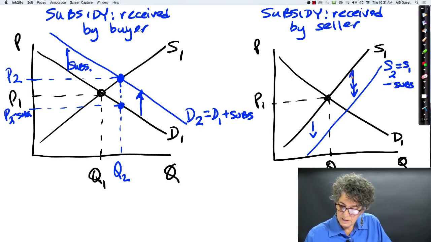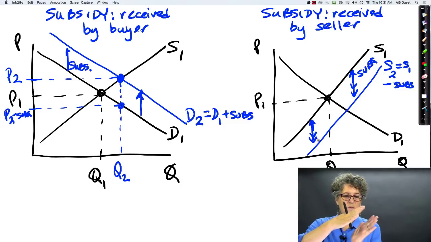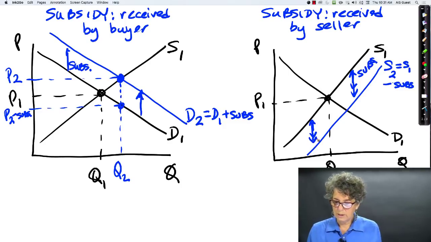This vertical distance here is the subsidy. Again, just to make life easy, I've assumed a constant dollar subsidy. If it was a constant percent subsidy, the curves, instead of being parallel, would be askew a little bit.